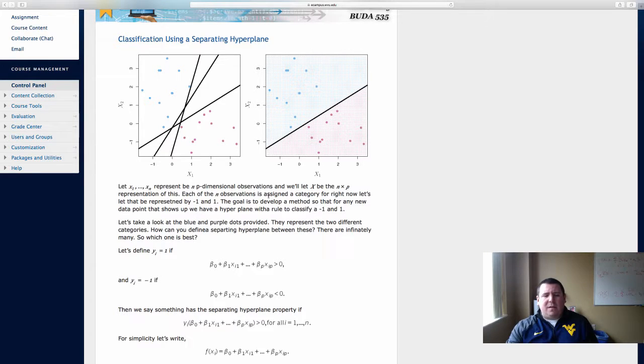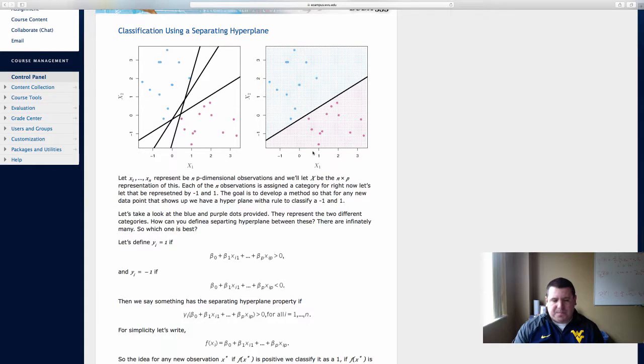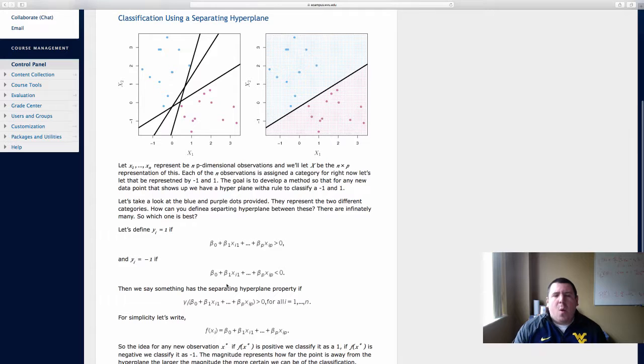So let's take a look at what this means. Let's define a hyperplane. Here's the equation for my hyperplane. If y equals 1, it's greater than 0. And if y equals -1, it's less than 0. So what does that mean? Well, we say something has the separating hyperplane property. It is a separating hyperplane if this statement is true: for all observations, yi times the equation of the hyperplane is greater than 0.